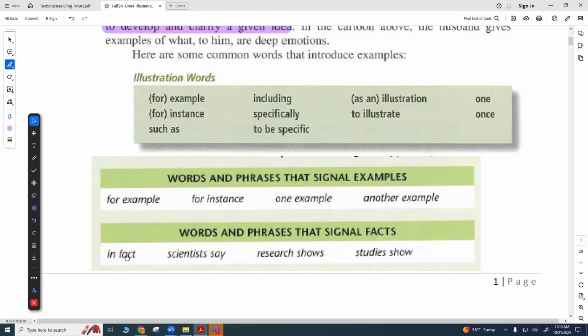Okay. And then if we're giving more concrete evidence that is true of what you're saying, you might use words like in fact, but if you're actually citing specific evidence as well, you might also use those at the bottom.